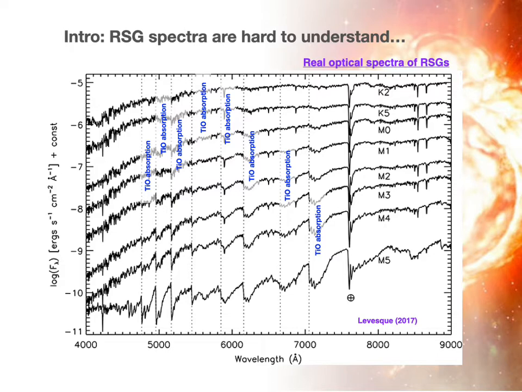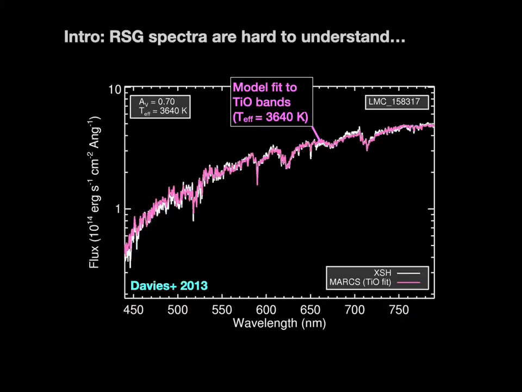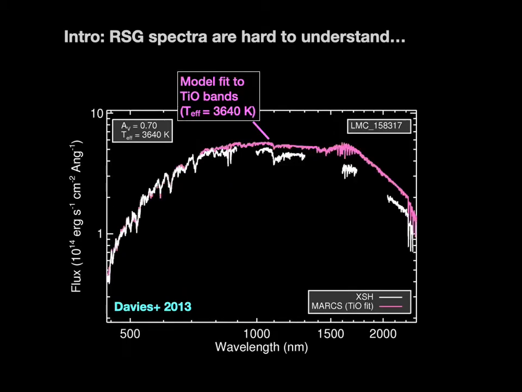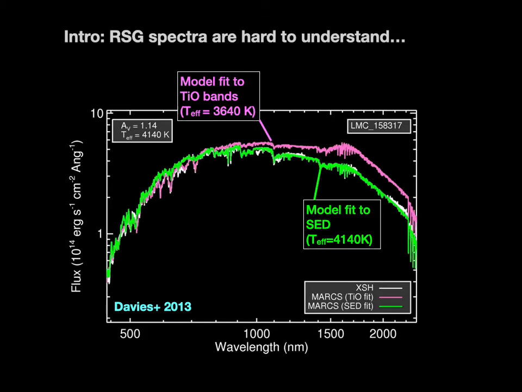And these spectra are difficult to understand using, for example, your standard MARCS model atmospheres. Now, for many red supergiants, we can tune the effective temperature and the extinction to get a tidy looking fit in the optical portion of the spectrum. And the problem comes when we investigate how that fit performs at other wavelengths. And what we see is that a model tuned to the optical gets the near infrared badly wrong. Conversely, a model tuned to the near infrared gets everything right apart from the titanium oxide bands in the optical.